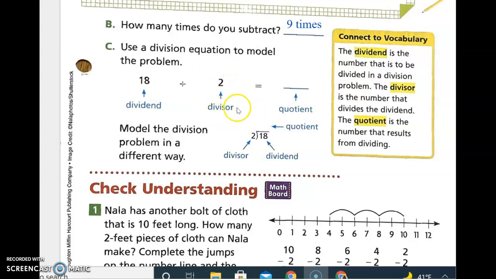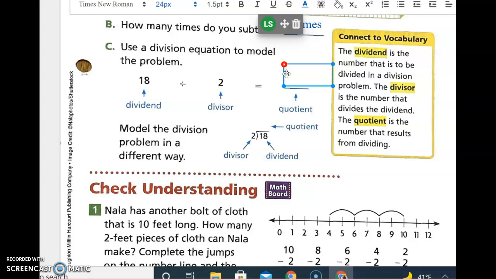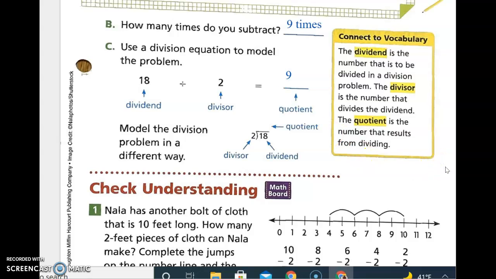And then this number after the division sign is the divisor. What is this number doing? It is the number that divides the dividend. So it's the number you're going to use to break it apart. And then the quotient is the number that results. So what was our result of dividing 18 by 2? 9. Okay, so the quotient for this one is 9.